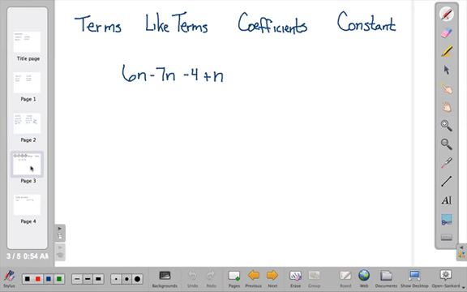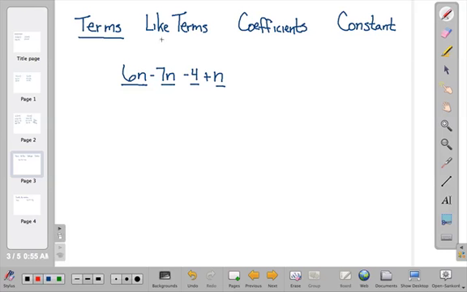Now I'm going to go over a few vocabulary words for you. Terms, like terms, coefficients, and constants. Terms are, the book defines them as when a plus or minus sign separates an algebraic expression into parts, each part is called a term. So in this section, we look for the addition signs or the subtraction signs, and these would be the terms. So 6n is a term, 7n is a term, 4 is a term, and n is a term. So that's what terms are.